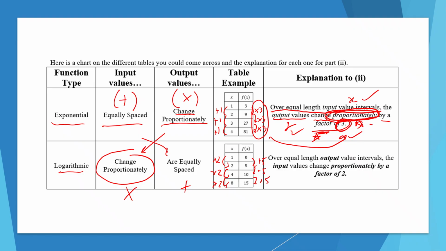And so our explanation to part 2 is going to be over equal length output value intervals. So here the part that's equal length is our y values. The input values change proportionately by a factor of 2. So it's basically going to be the same thing as exponential, but you're just going to switch the words inputs and outputs and still make sure the numbers are correct. So here the factor is 2 because 2 is our multiplication rule, not 3 like in the exponential example.